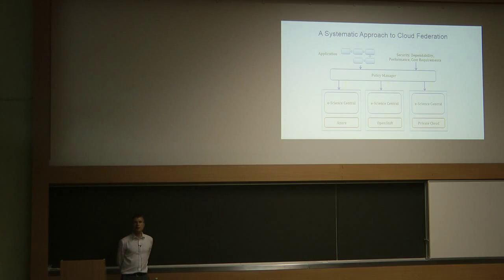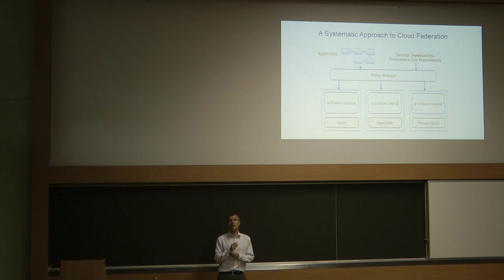And so we use this sort of model here, where you've got your application in the top left, and then you've got your requirements in the top right, which you specify. Then you have what we call a policy manager, which works out how to split that application across a set of clouds in order to meet the requirements. And we've done work on doing this for performance, for price, and for dependability.